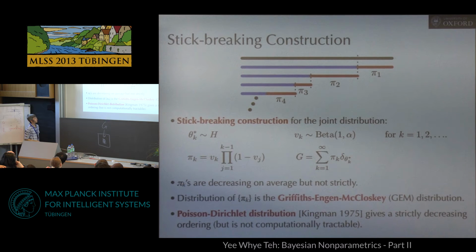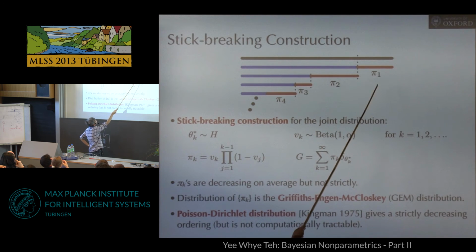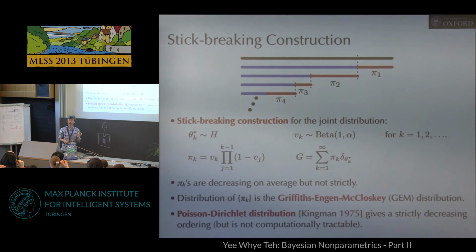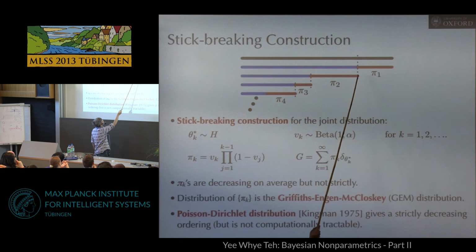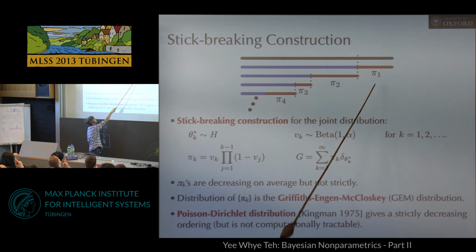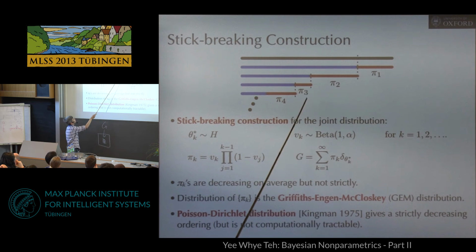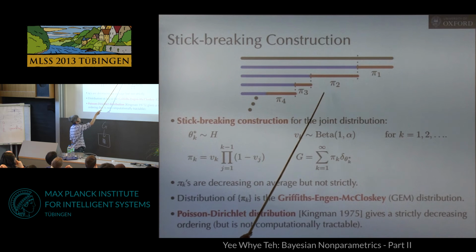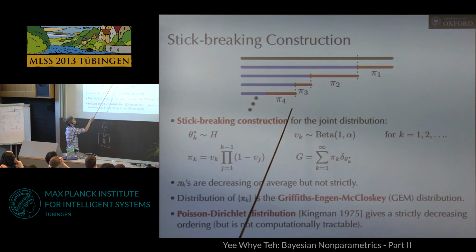So the pi_k's are decreasing on average, but not strictly, of course. This is called stick breaking because we are taking a stick of length 1 that represents the fact that the probability measure has to have a total mass of 1, a total probability of 1 over all possibilities. The probability of sitting at the first table is exactly equal to pi_1, the probability of sitting at the second table is exactly equal to pi_2, and of the third table is pi_3, and so forth.